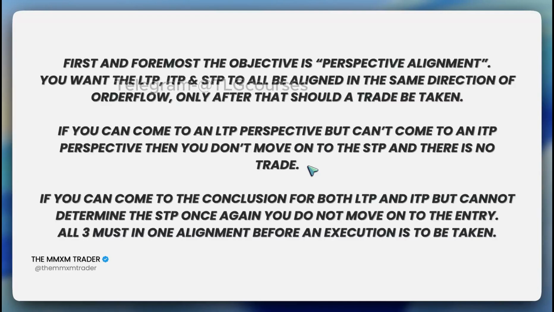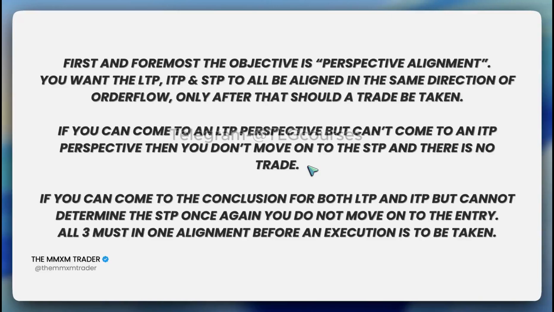First and foremost, the objective is perspective alignment. You want the LTP, ITP, and STP to all be aligned in the same direction of order flow, and only after that should a trade be taken. So you want to be bearish, okay, on the LTP, ITP, and STP, and then you want to take a trade. Or if you're bullish, you want to be bullish on all three perspectives, okay?